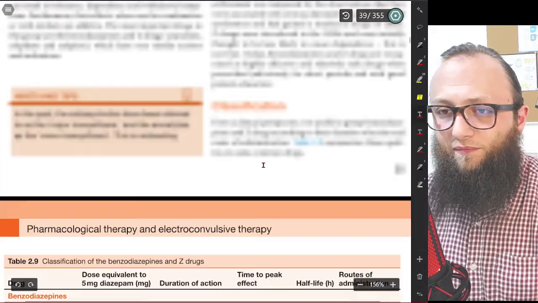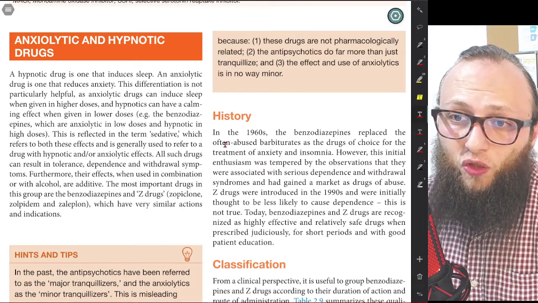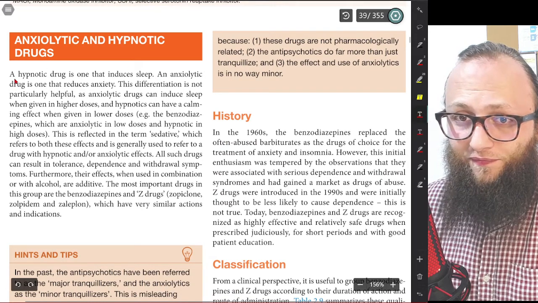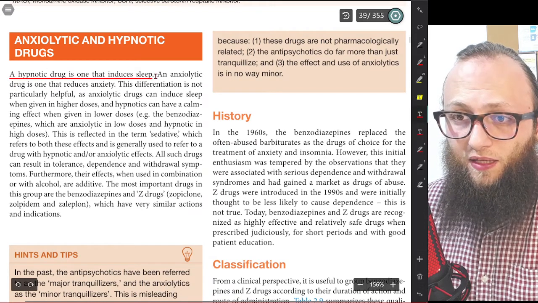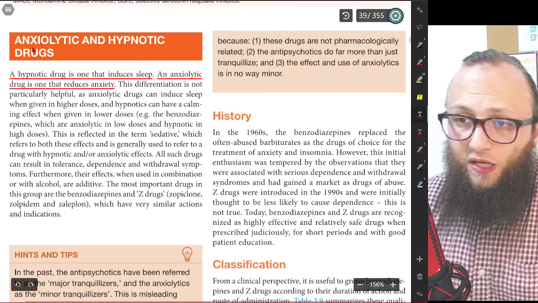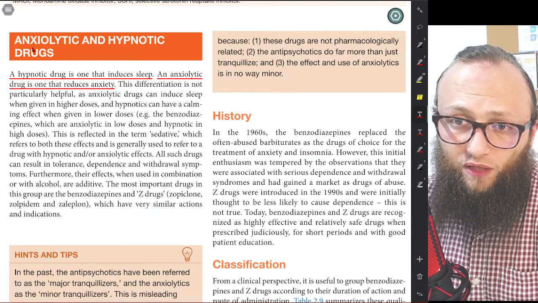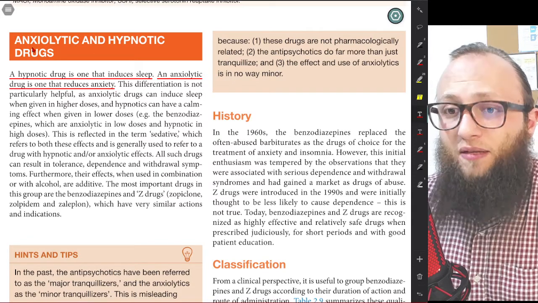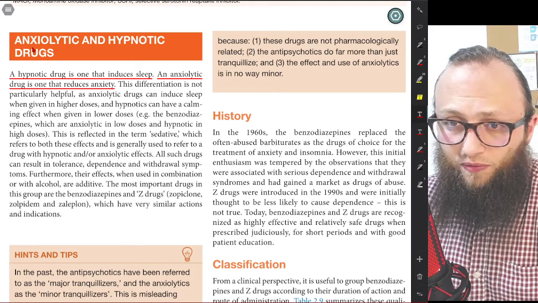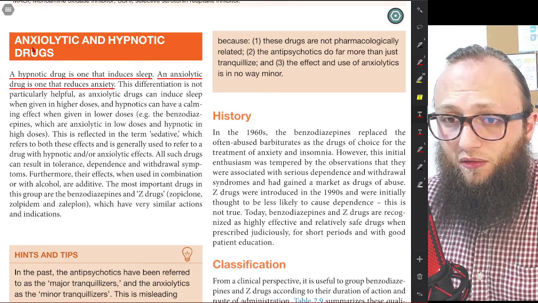Okay, but we're close. A hypnotic drug is one that induces sleep. An anxiolytic drug is one that reduces anxiety. This differentiation is not particularly useful, as anxiolytic drugs can induce sleep when given in higher doses, and hypnotics can have a calming effect when given in lower doses. For example, the benzodiazepines are anxiolytics in low doses and hypnotics in high doses.